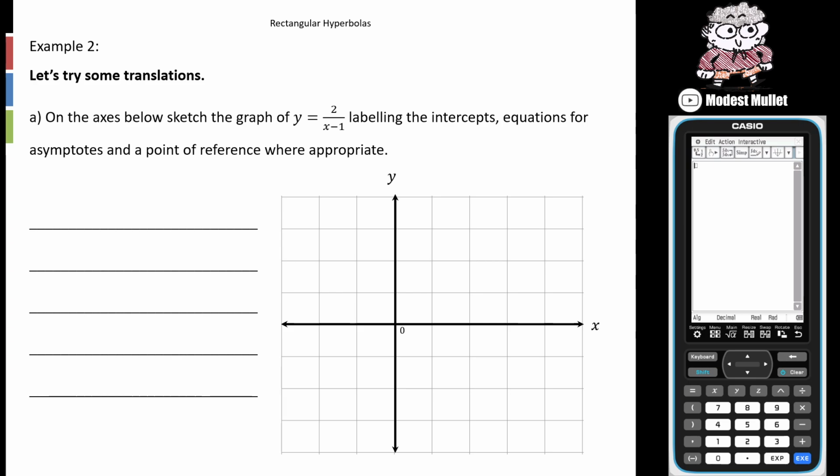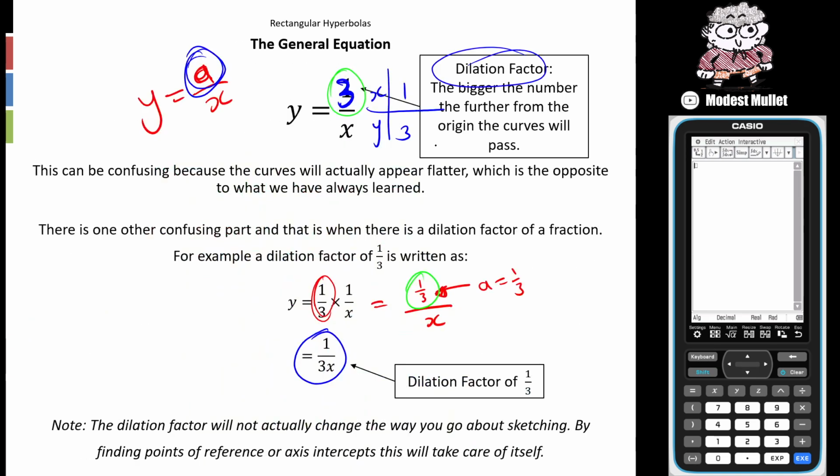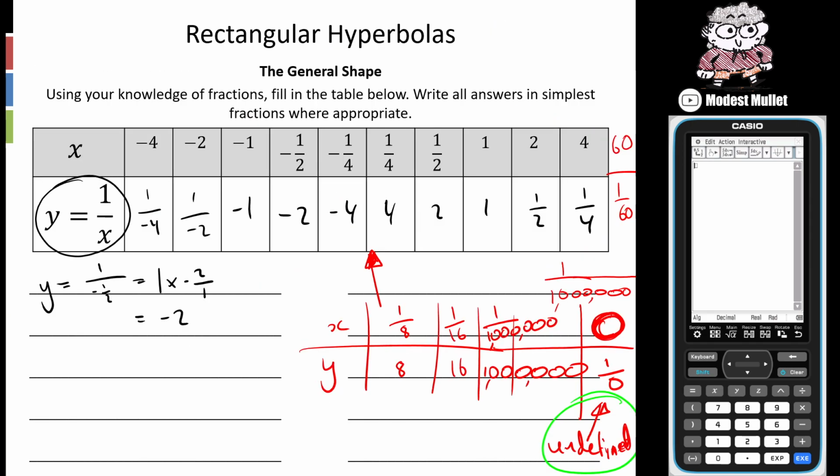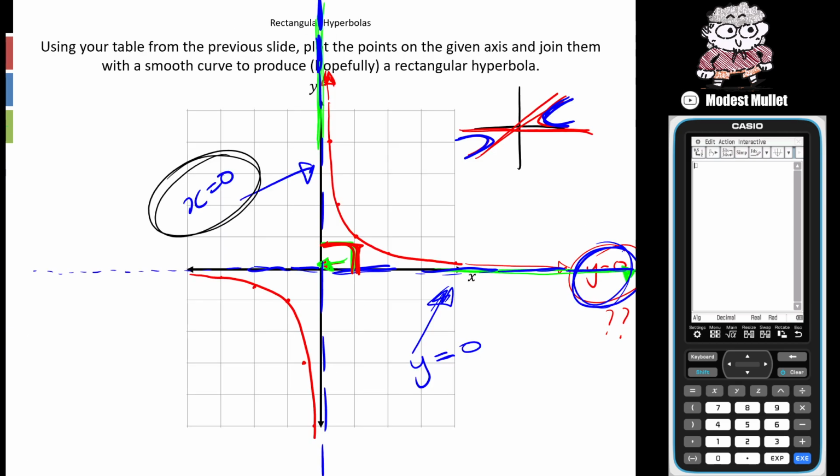Now we're going to try something with the translation in. And I gave you the general form before, and you might recognize, okay, that's my horizontal translation. But let's think about it from a mathematical point of view to prove why that is a horizontal translation. We said way back here, okay, our vertical asymptote is at x equals 0 because our function is undefined at x equals 0, because we can't divide by 0.